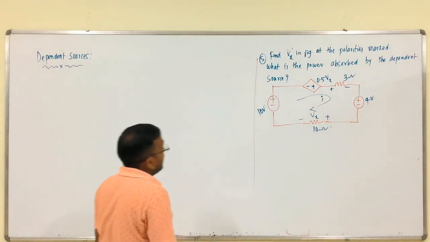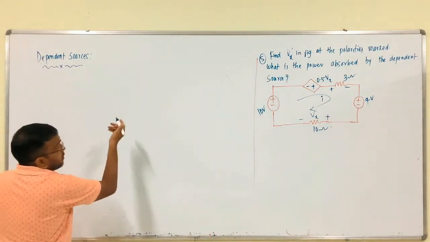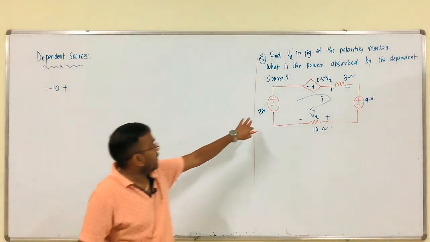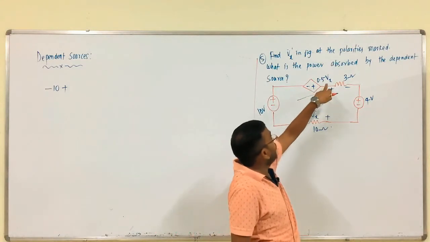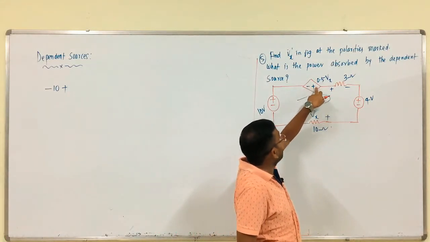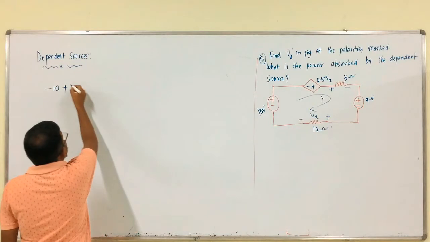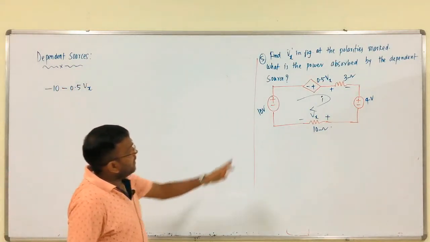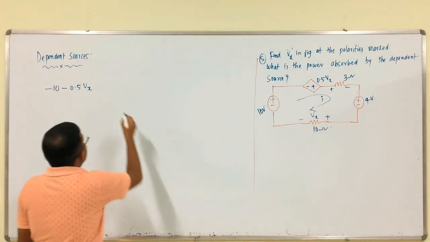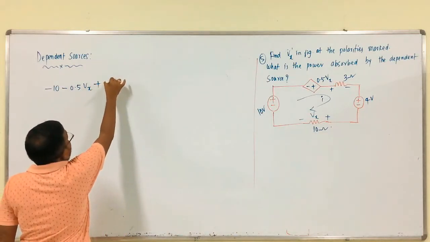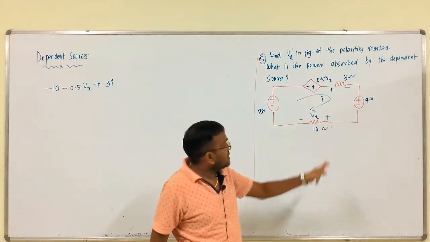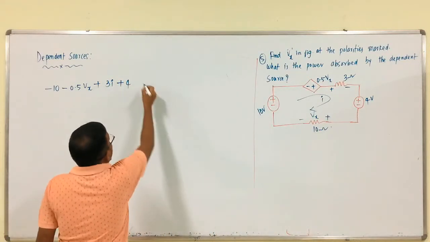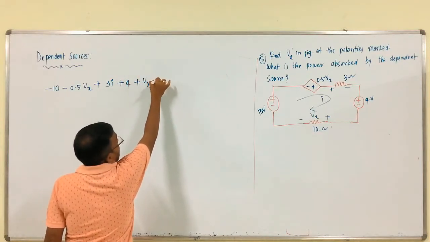So, we have to calculate from the circuit by KVL minus 10, independent source minus 10. This is voltage control voltage source, negative to positive, that is 0.5 Vx, plus 3 into I, 3I, and this is 4 volts is nothing but independent voltage source, plus 4 again plus Vx is equals to 0, that is it.